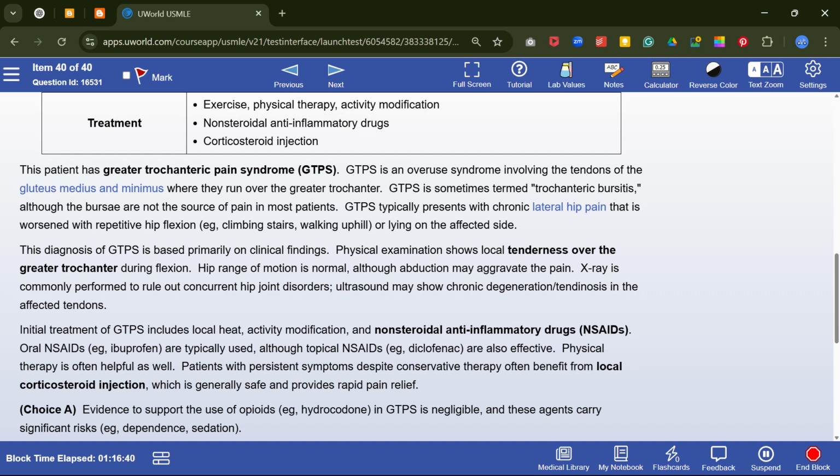Ultrasound may show chronic degeneration and tendinosis of the affected tendon. Initial treatment of GTPS is local heat, activity modification, and NSAIDs. Oral NSAIDs such as ibuprofen are typically used, although topical NSAIDs such as diclofenac are very effective. Physical therapy is often helpful as well. Patients with persistent symptoms despite conservative therapy often benefit from local corticosteroid injection, which is generally safe and provides rapid pain relief.